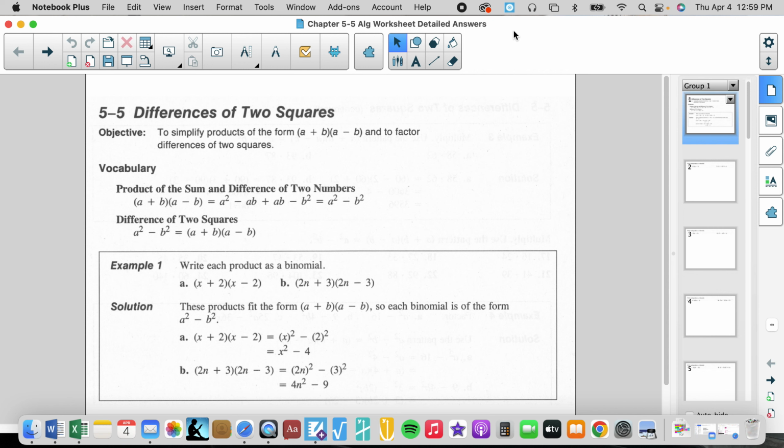5, difference of two squares. This is Algebra 1, Chapter 5, binomials. So we're going to start by multiplying binomials.